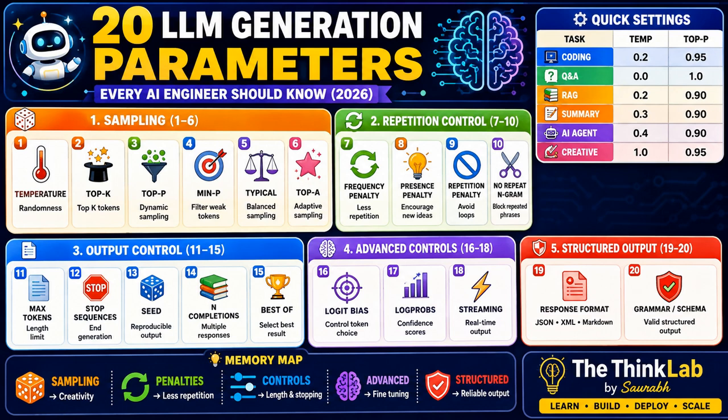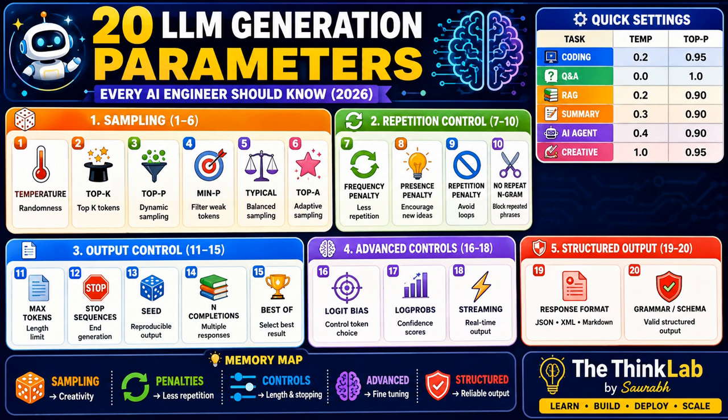Okay, so finally we do a quick summary of all the videos. Let's quickly revise it. First one is sampling controls the creativity. Second one is repetition controls the repeated text. Output control manages response length. Advanced control provides developer-level control. Structured output creates reliable, machine-readable responses.